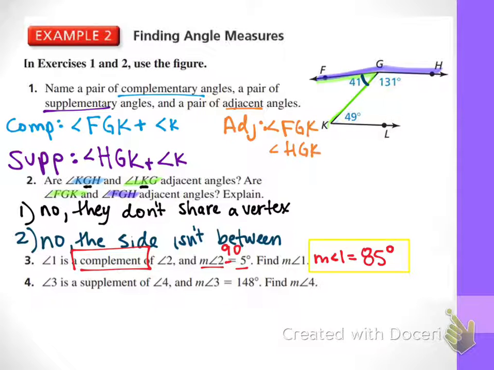Oh, it is. Number 4, angle 3 is a supplement. Supplement means they add up to 180, like a straight angle does. So they're going to add up to 180, so same idea. 180 minus 148. Correct. So the measure of angle 2 is 32 degrees.